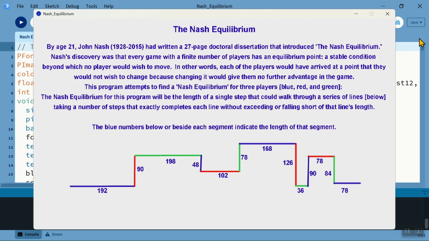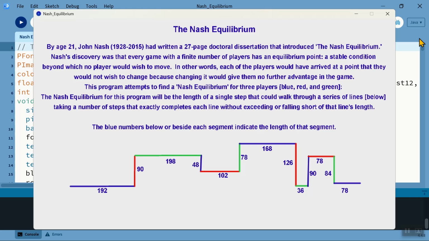If each of the players could have arrived at a point that they would not wish to change, because changing would give them no further advantage in the game. And when they all come to that same conclusion, that's the Nash equilibrium. So, this program attempts to find one for 3 players. They are blue, red, and green.